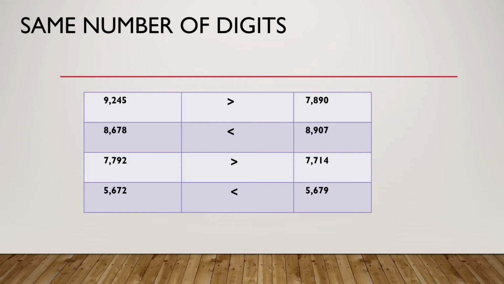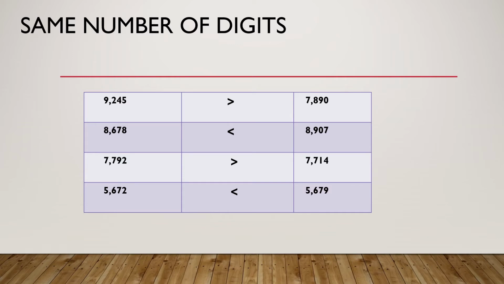So what have we done? We have compared the place value of 6, which is in the hundreds place, with the place value of 9, which is again in the hundreds place. So clearly 600 is less than 900. We have compared their place values. Hence 8678 is less than 8907.